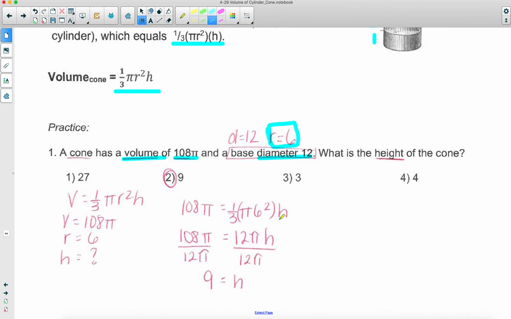Okay, from here, remember, it's just semantics about algebra. How are you going to get the height by itself, h by itself? So I evaluate up here. I take 1/3 of 36 to get 12, bring down my pi and my h.